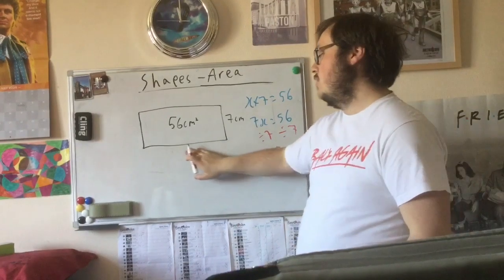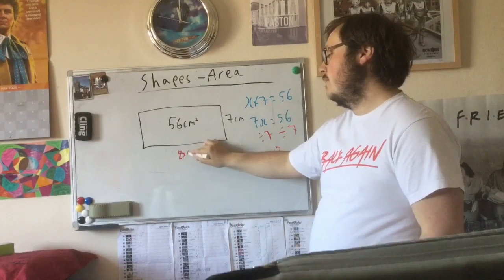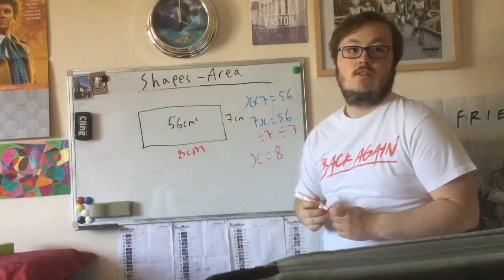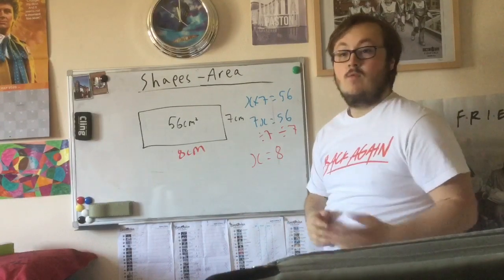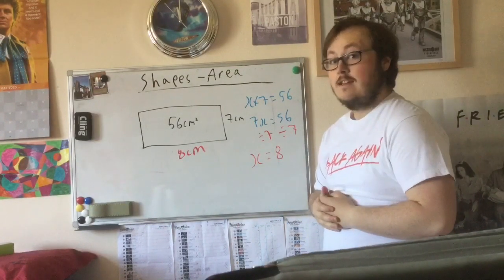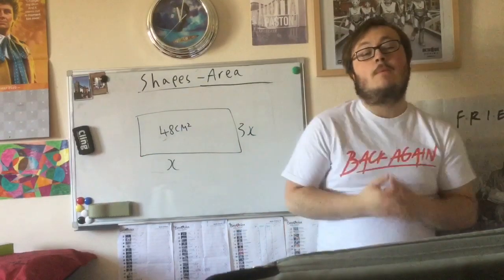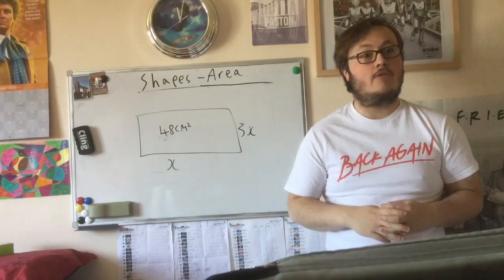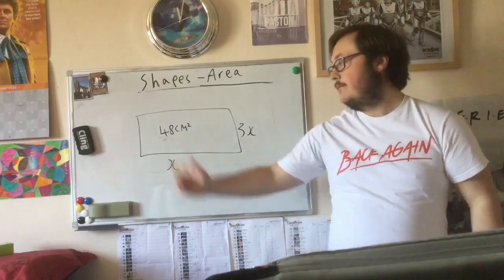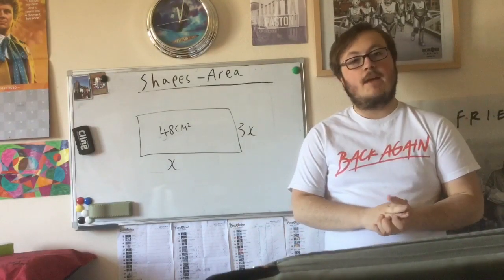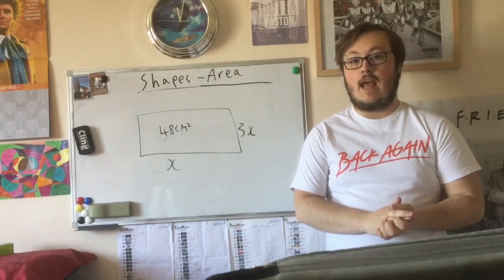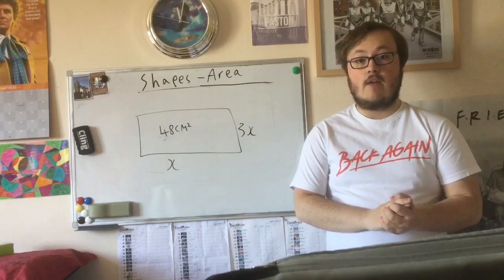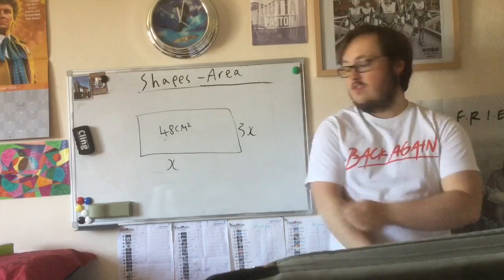So what do we write at the bottom? We write 8 centimetres. Always remember the units whenever we're having a problem where they're needed. There could also be problems, however, where we have to do a bit more algebra to work out our answer. Like this one. We have a rectangle with a base of x and a height of 3x, and that gets us an area of 48 centimetres squared.